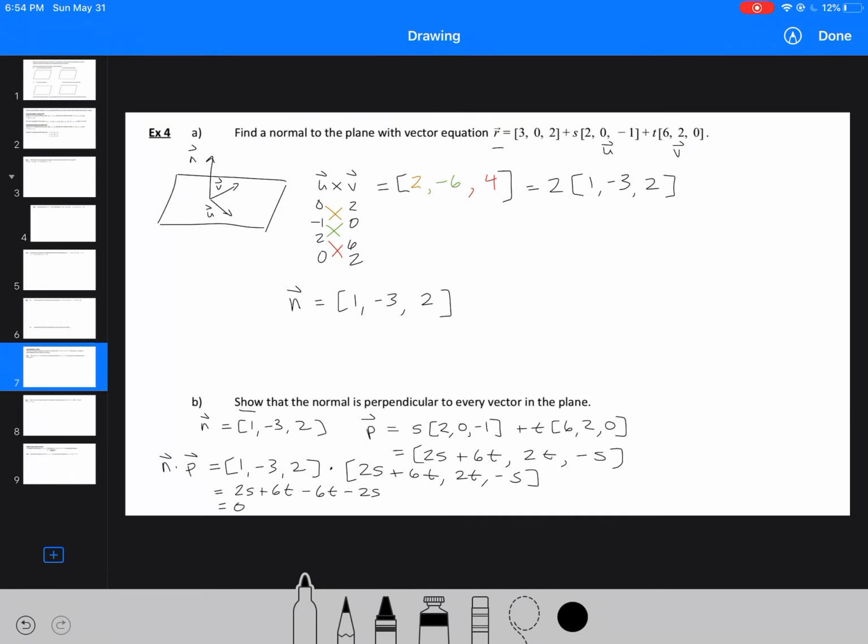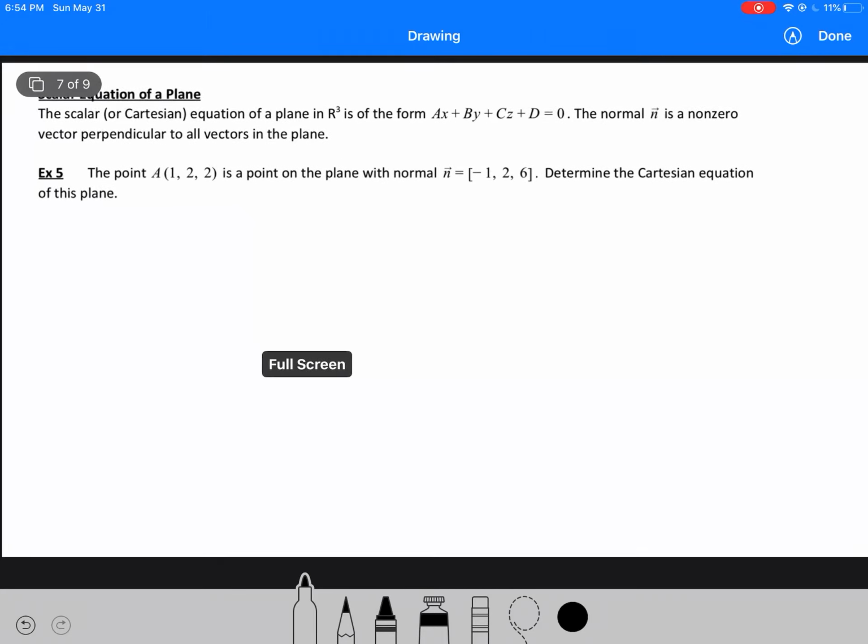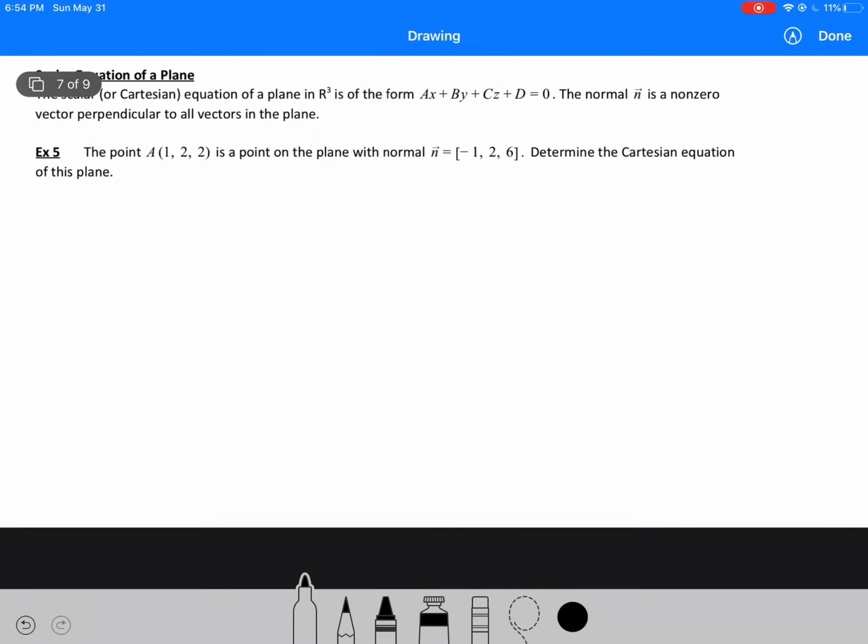Okay, let's look at another example of how we can actually use the normal to generate an equation. So the scalar equation of a plane in R3 is of this form. So this is sort of the different extra part. Our normal is actually the coefficients a, b, and c.